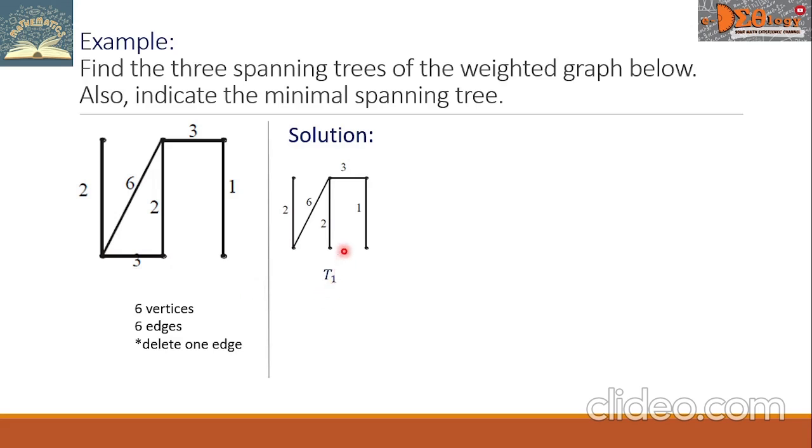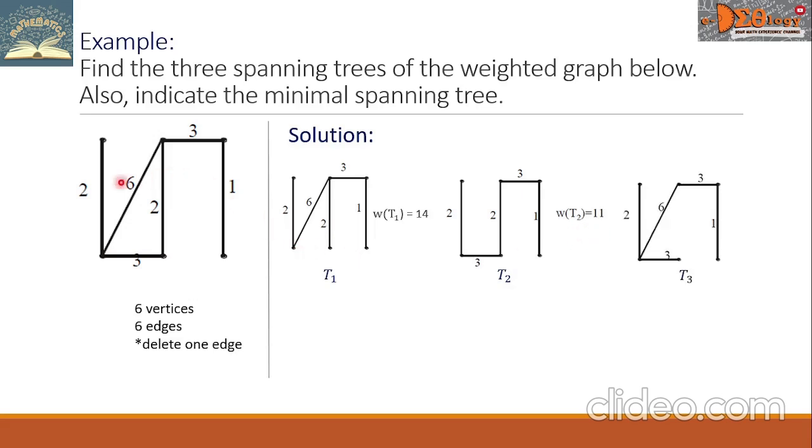This is now the first graph. In here, we remove the edge with weight 3. And then w(T1), or the weight of this graph, equals 14. Next is when we delete the edge with weight 6. So the graph becomes like this. This is our T2. And the weight of T2 equals 11.